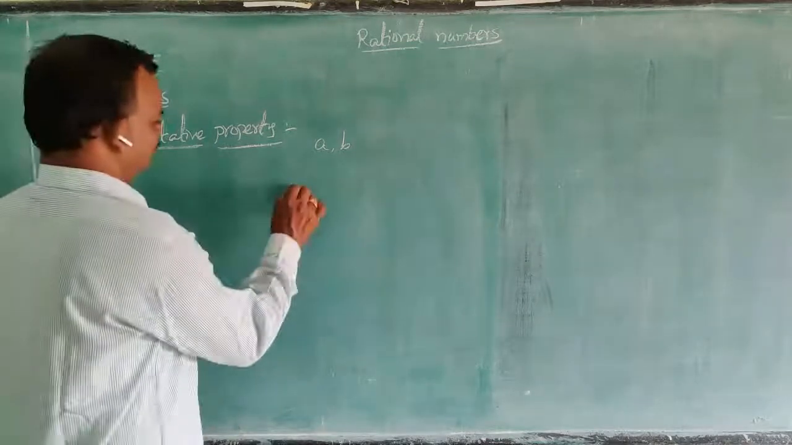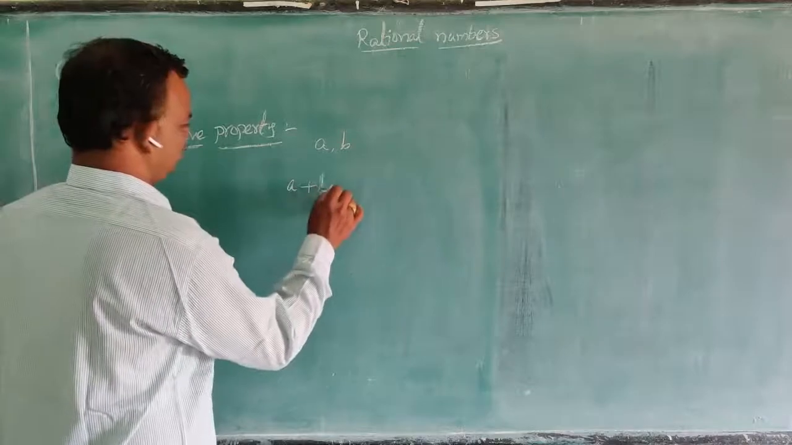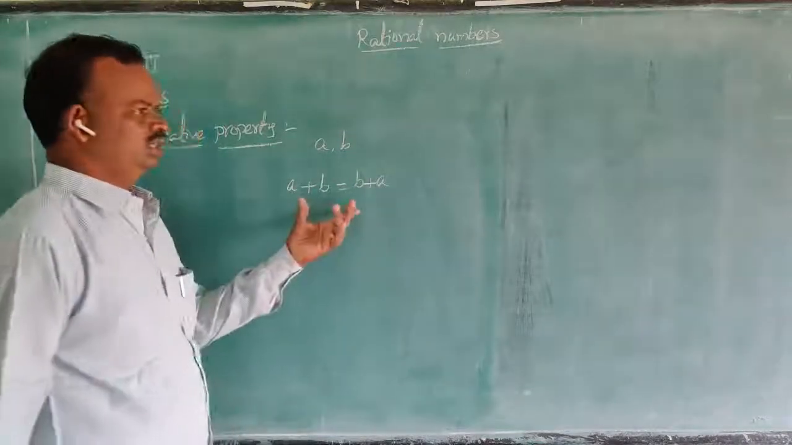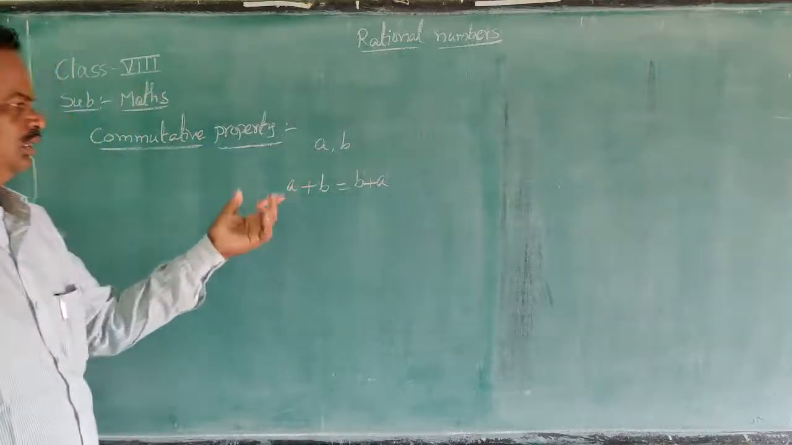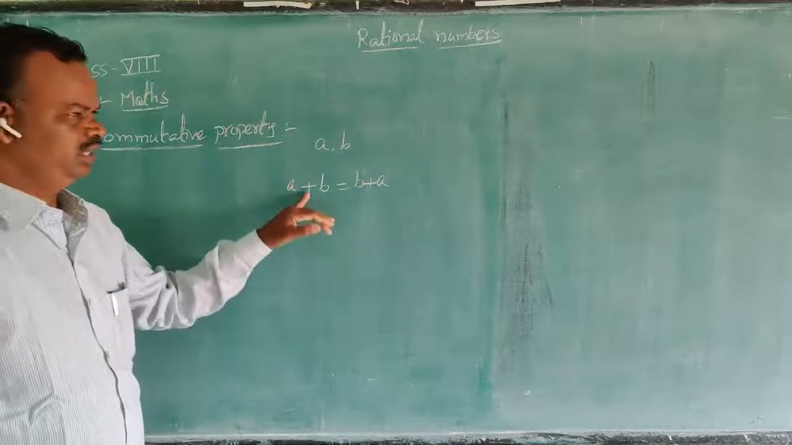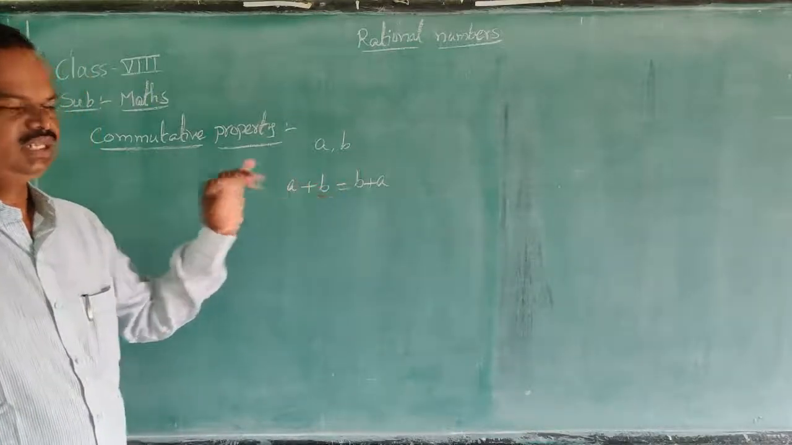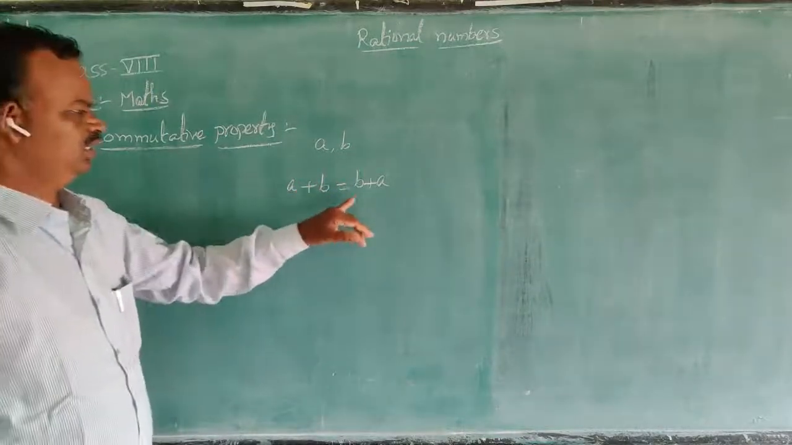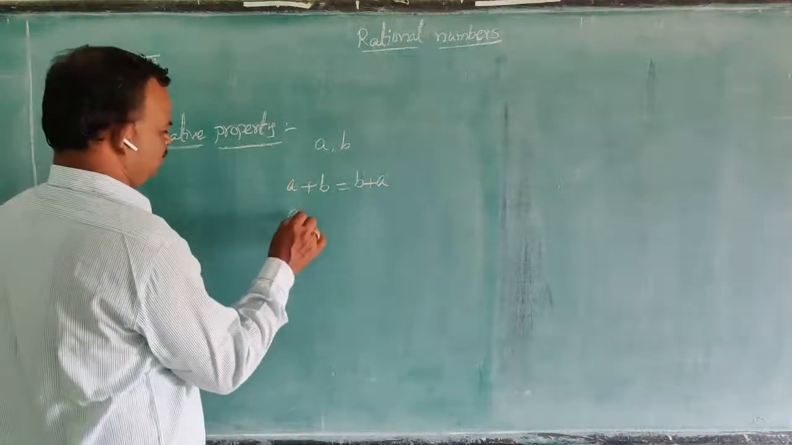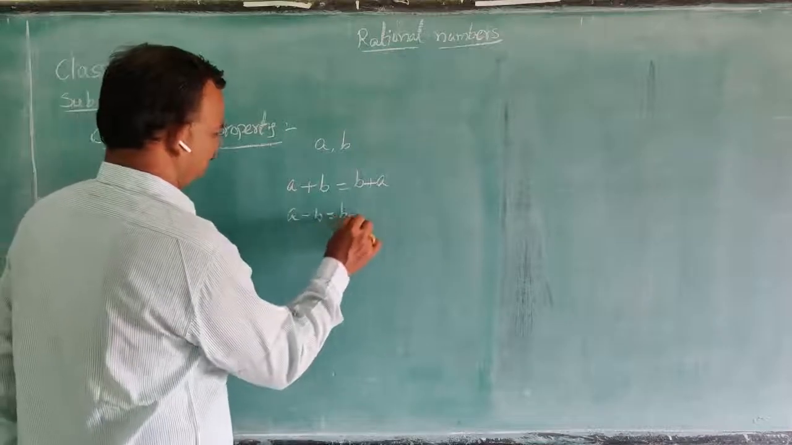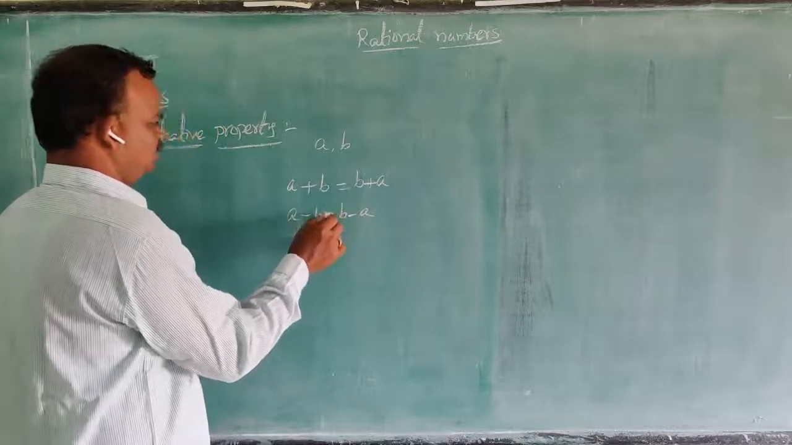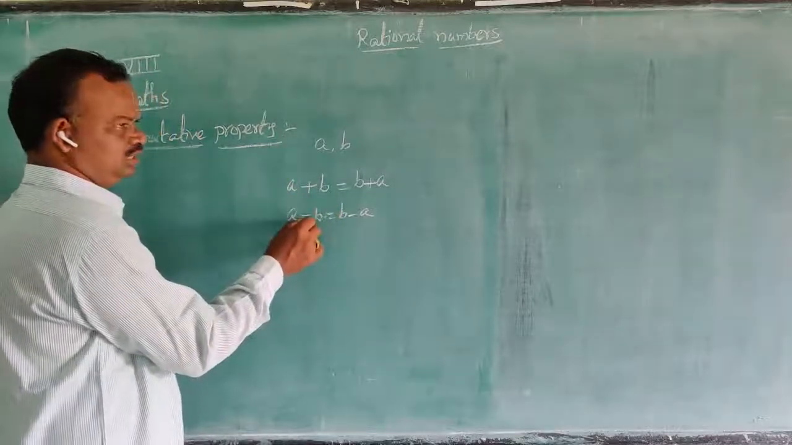That means with respect to addition, A plus B is equal to B plus A. These two values are equal. They satisfy the commutative property under addition. Here the addition is A plus B, B plus A. In the case of A minus B and B minus A, we check whether this also satisfies under subtraction.